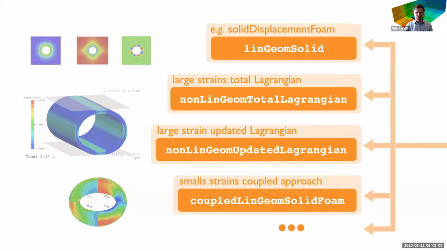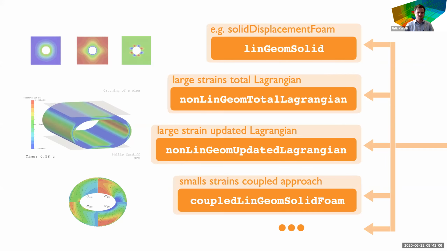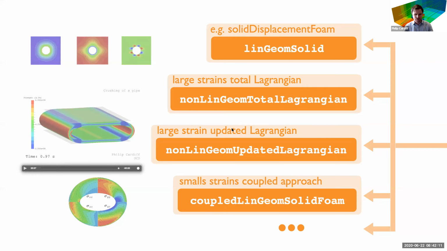Within the solid models, obviously most people at this conference will be fluid dynamics people, so you're maybe less familiar with it, but just like in fluids, there's very many different solution approaches, say for example, compressible, incompressible, explicit or implicit. We have the same in solid mechanics. So we have small strain approaches like the original solidDisplacementFoam, or large strain approaches using different mathematical frameworks, so total Lagrangian or updated Lagrangian. And we have different solution methods, so coupled or segregated or explicit, etc.